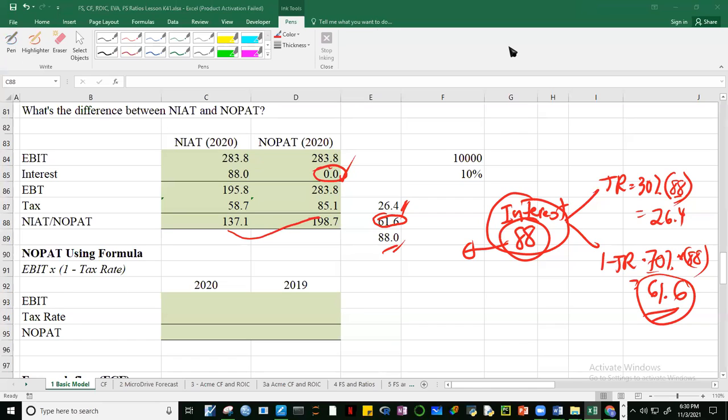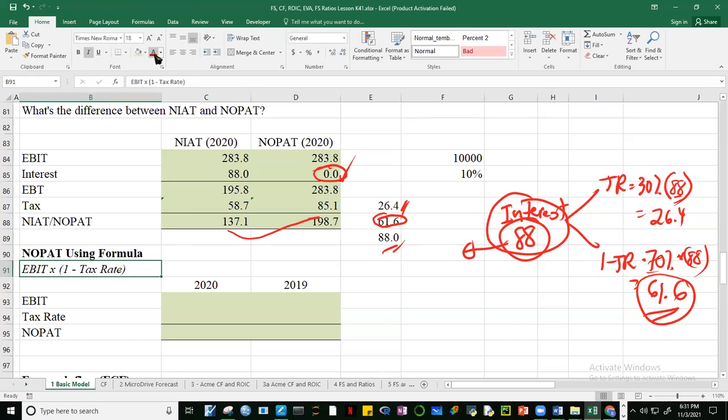Okay, good. Thank you so much for your feedback. So we can directly compute the NOPAT. If you know the EBIT, just reduce it by the tax to get your NOPAT. So that's why we have this formula. Our NOPAT is simply your EBIT, and then we subtract the tax.